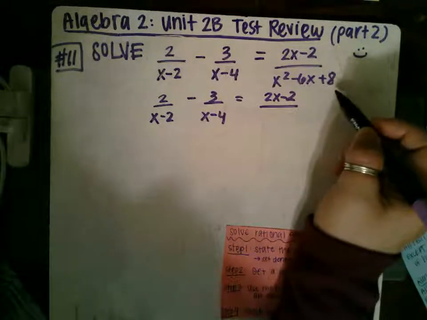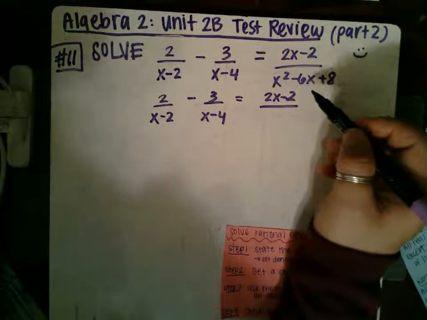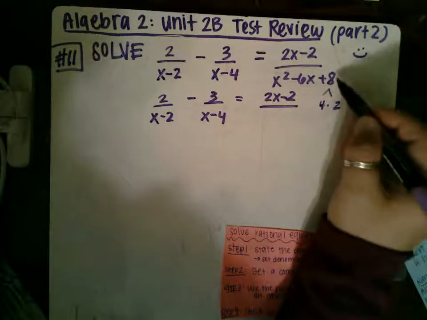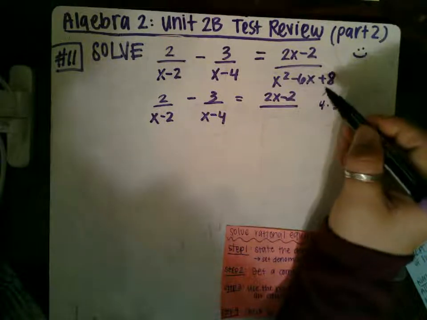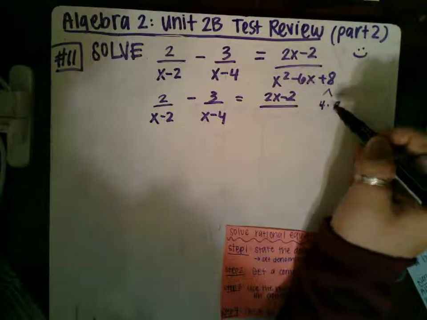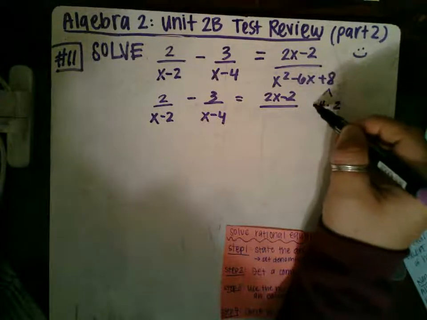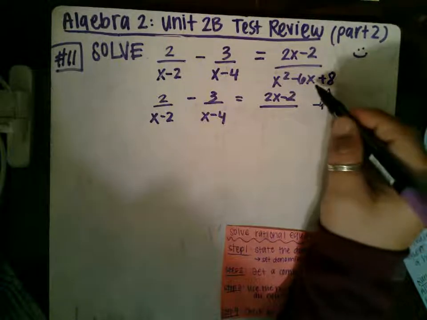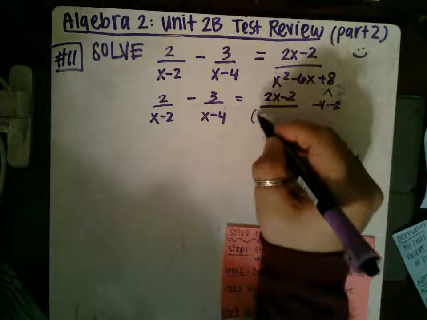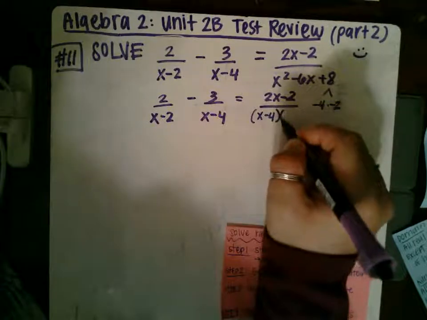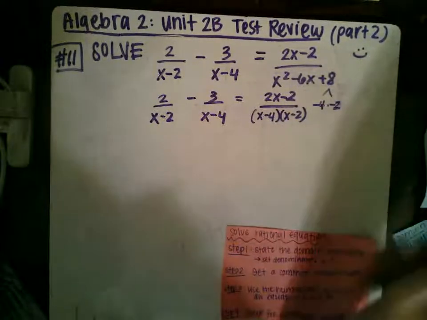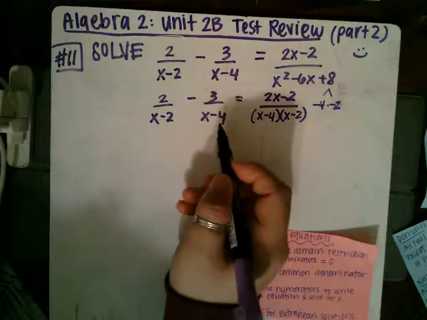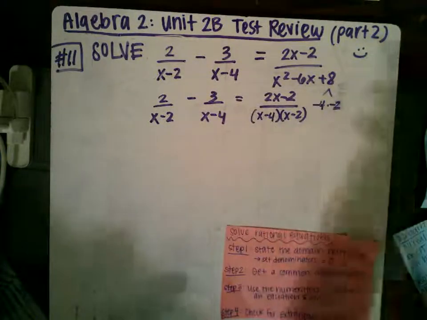Things that multiply to 8 but add up to 6: 4 times 2, right? 4 times 2 is 8. And 4 and 2 can give us 6 if they're both negative. A negative times a negative is a positive, and negative 4 minus 2 is negative 6. So I know my factors are x minus 4 and x minus 2. Oh, that's convenient. Look, notice over here we have x minus 2 and x minus 4.